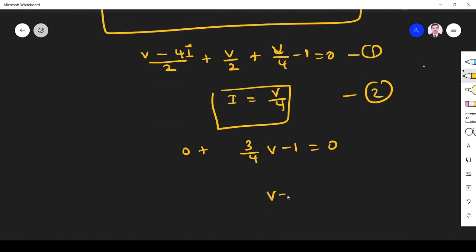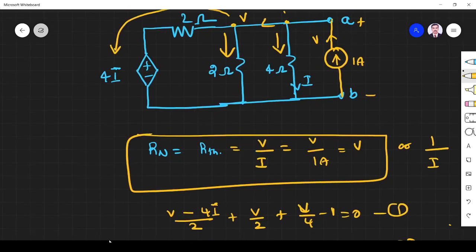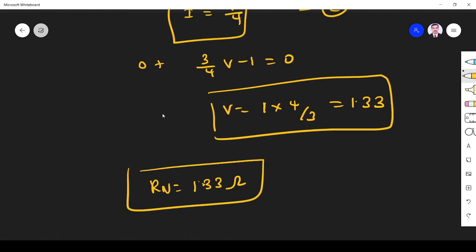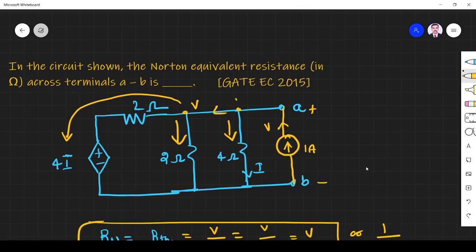So V is equal to 1 into 4 by 3. So it is 1.33. So V is equal to 1.33. I told you what R Norton is: R Norton is nothing but V. So R Norton is equal to 1.33 ohm. So the answer is R Norton equals 1.33 ohm. Thank you.